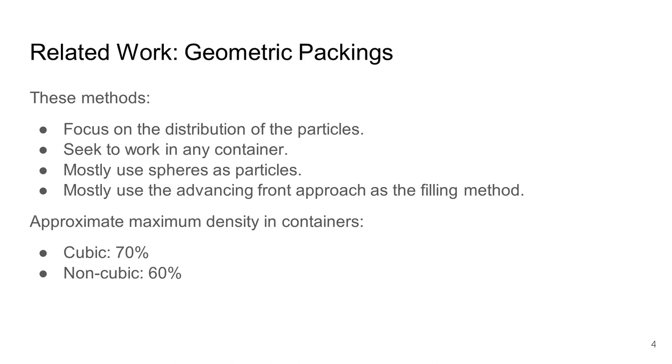Approximate maximum density in containers: cubic is 70% and non-cubic is 60%. This is approximate because the density varies a lot. It's an average.